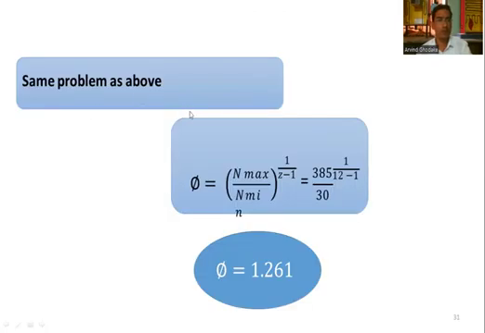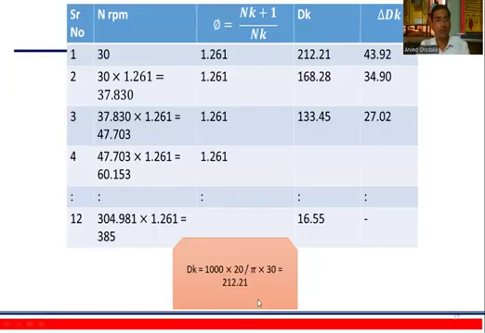So the same problem as follows. Phi is equal to n max upon n minimum raised to 1 upon z minus 1. By putting the values, you will get the geometric progression ratio phi equal to 1.261. Then for the same problem, we calculate the different spindle speeds. For the first, n minimum is 30, and the other values are 37.83, then 47.70, then 60.15. Similarly, we get the final value for the 12th spindle speed as 385. Then we calculate phi for each speed, which is 1.264, which remains constant for each and every spindle speed. Then we calculate the upper limit of diameter of the workpiece.